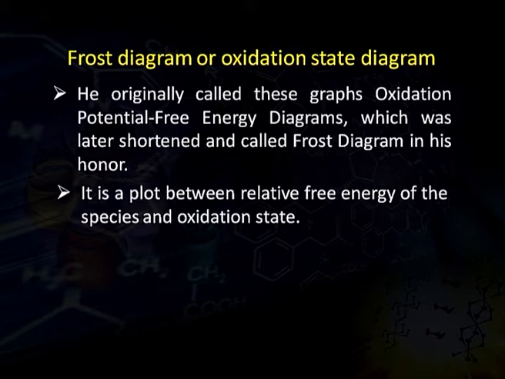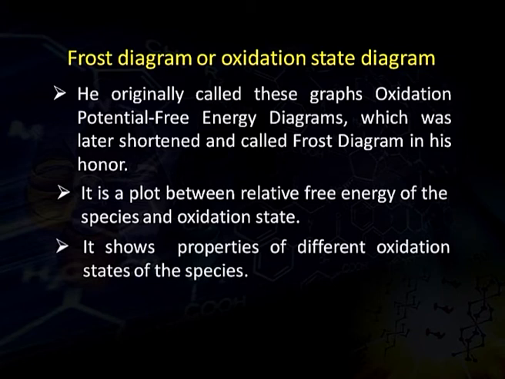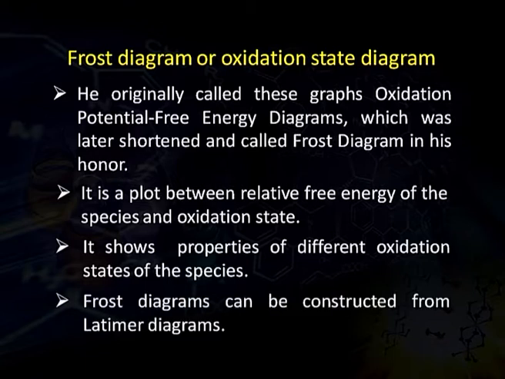It is a plot between the relative free energy of the species and the oxidation state. It shows the properties of different oxidation states of the species. The Frost diagram can be constructed from the Latimer diagram; the Latimer diagram functions as a base. The values to be plotted on the y axis are obtained by multiplying the number of electrons transferred during an oxidation state change by the standard reduction potential for that change.